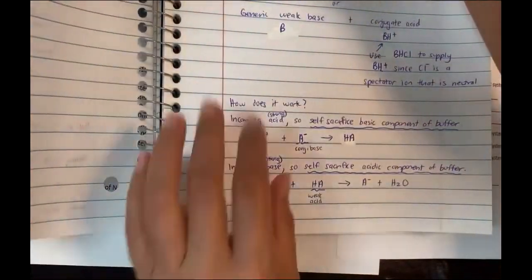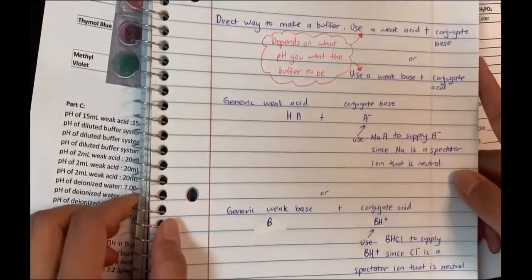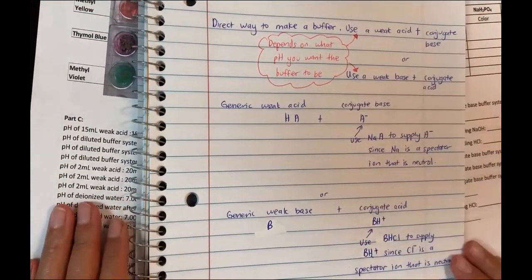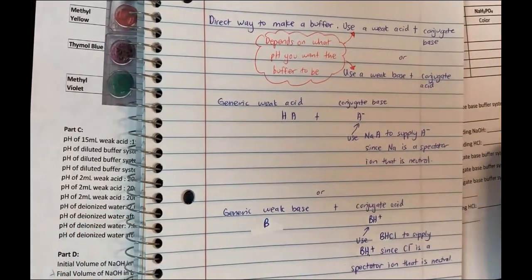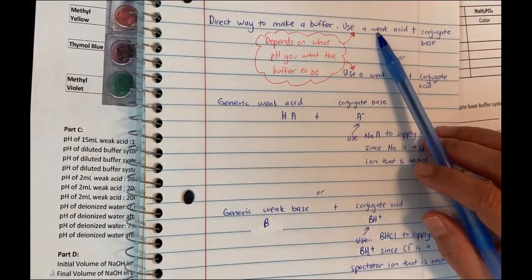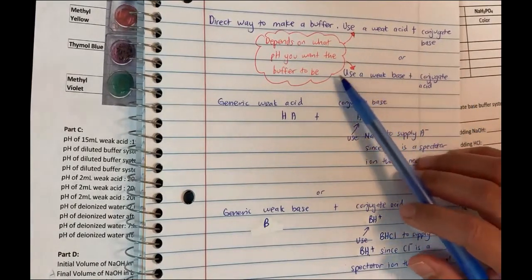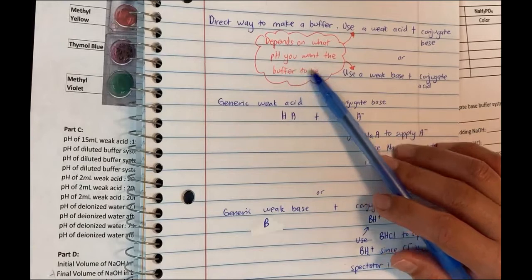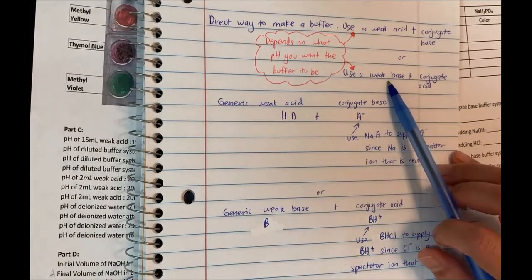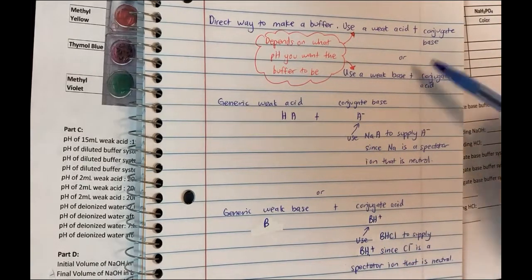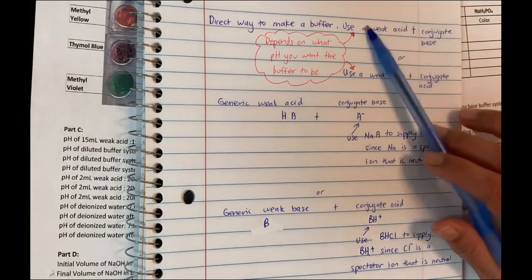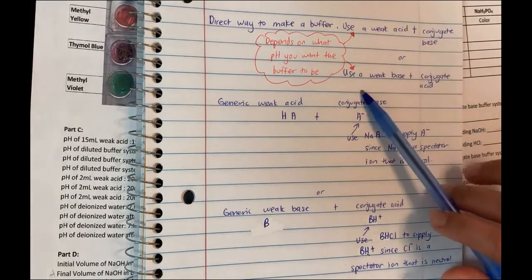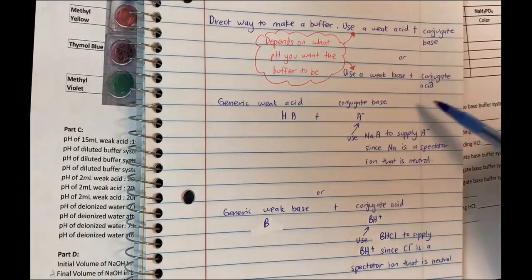Since we need to know what makes a buffer, let's talk about a direct way to make a buffer. The first way is directly. This is what we do in part C, where, depending on what pH you want, most of the time we talk about acid and conjugate base. Optionally, if you want a buffer at a really high pH, you probably want to start with the base. That way you can get a different pH number. This one will make buffers around maybe pH 4 or pH 5. These will make buffers around pH 10. It just depends on what you need.